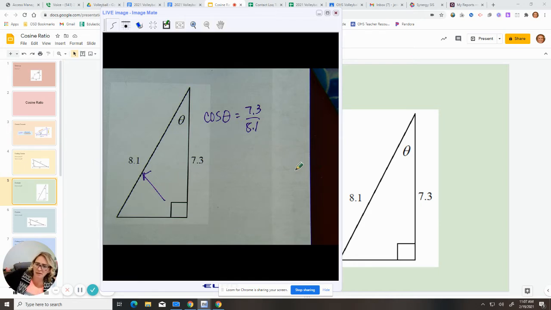Another thing that kept coming up is some people were saying undefined or unable to solve. Please make sure that your calculator is in DEG mode, which is degree mode, since we're using degrees. If it is not in that mode, it's not going to understand what we're doing because it's going to be doing things in what's called radian mode. So please make sure that you're in DEG mode.